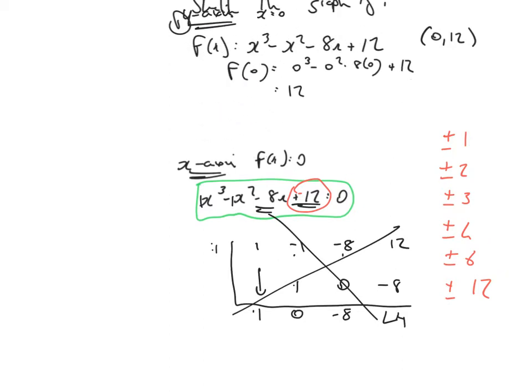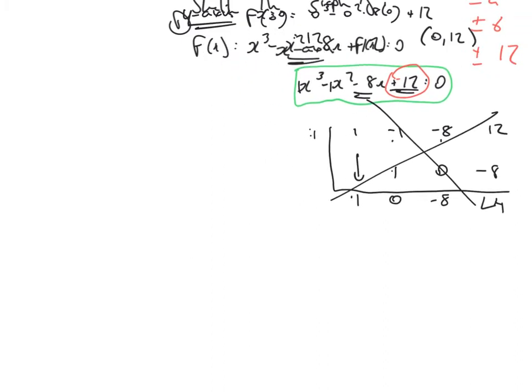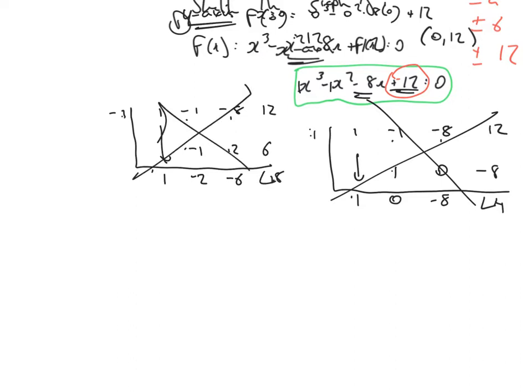Okay, so this time I'm going to try minus 1. Coefficients then are 1, minus 1, minus 8 and 12. Drop the 1 down. 1 times minus 1 is minus 1. Minus 1 minus 1 is minus 2. Minus 2 times minus 1 is 2. 2 minus 8 is minus 6. Minus 6 times minus 1 is 6. 6 plus 12 is 18. Okay, it didn't work. Let's try 2.